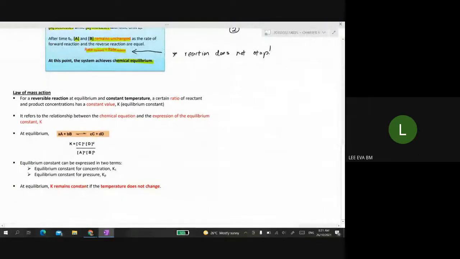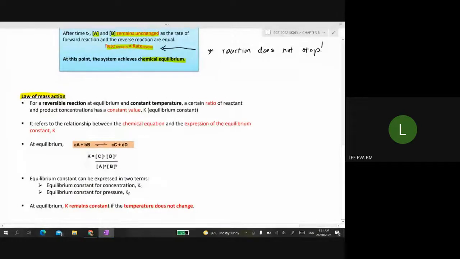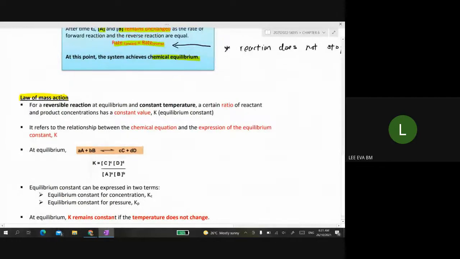Okay, so we continue with the last one of our 6.1. 6.1 is actually an introduction to let you know what equilibrium is. Okay, we're focusing more on 6.2 and 6.3. So the last one, law of mass action. The definition is slightly longer, yeah? So we go word by word over here.